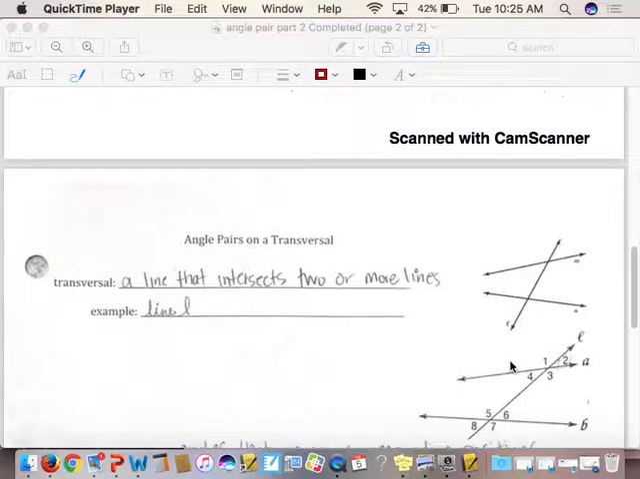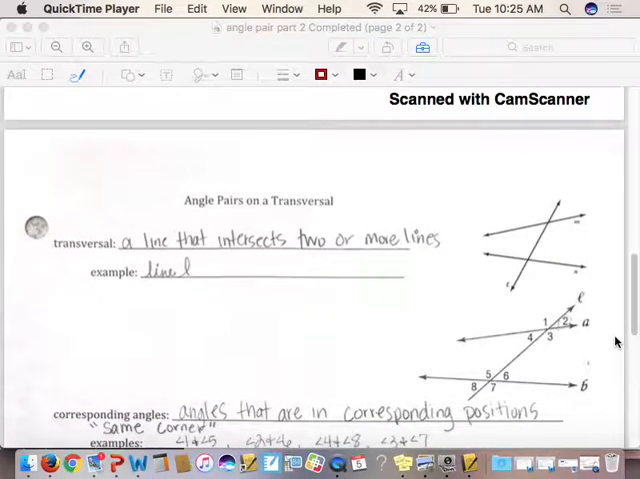If we extended line A and line B, they would then intersect, and sometimes you might end up with more than one transversal in a diagram, but right now the only transversal in this diagram is L, and it's really important that you understand that right now, okay?